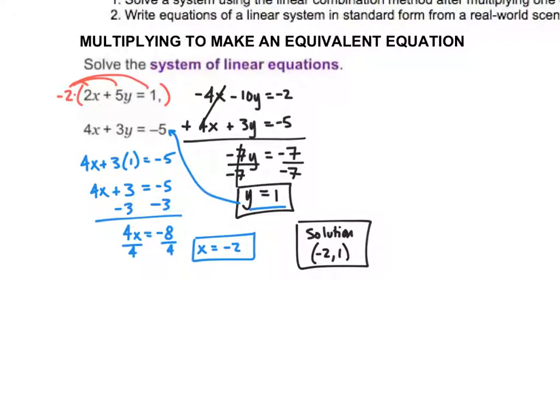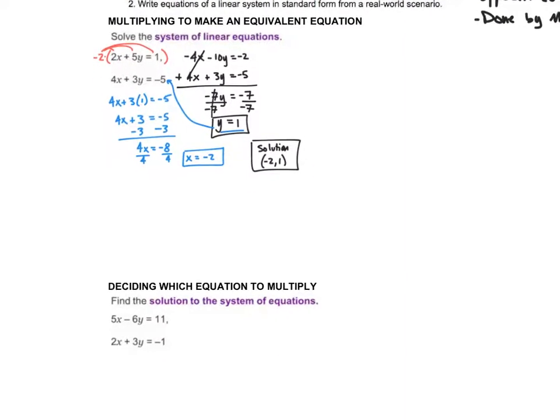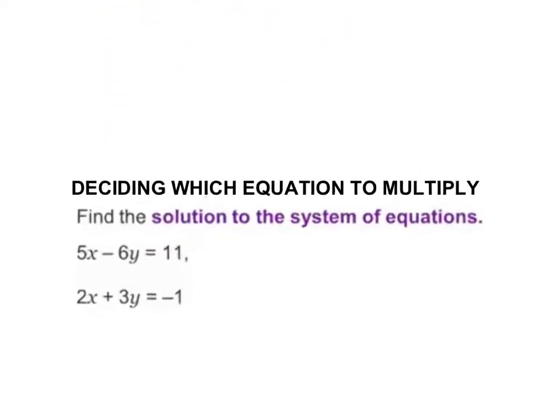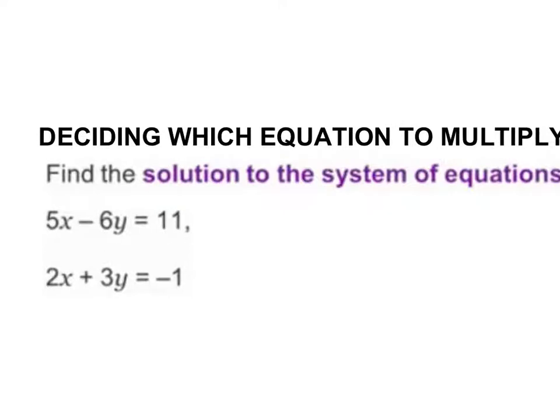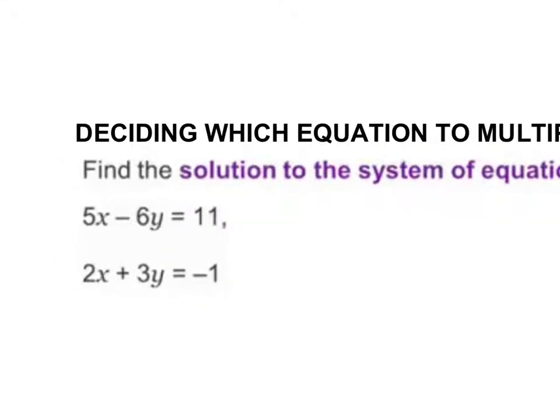Now let's take a look at this system of equations. On this one, we're deciding which equation to multiply by to eliminate. I've got my 2x and 5x. 2 is an even number, 5 is an odd number. But I can't multiply 2 by anything to get 5, so I can't do that.